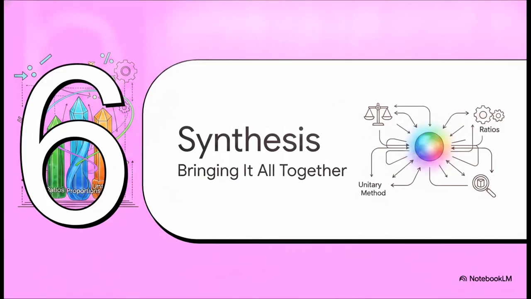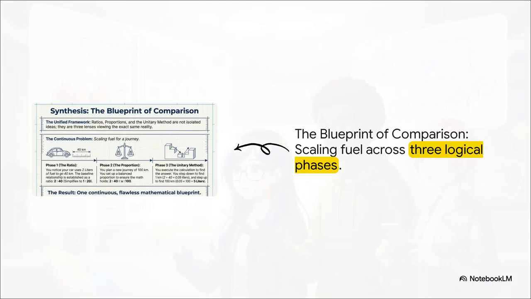And finally, Section 6, bringing it all together, the synthesis. Let's walk through this really excellent, practical example of a car needing fuel. We are going to use everything we just learned. In Phase 1, you establish a baseline. You notice that your car uses 2 liters of fuel to go 40 kilometers. Boom, that gives us our baseline ratio, 2 to 40.